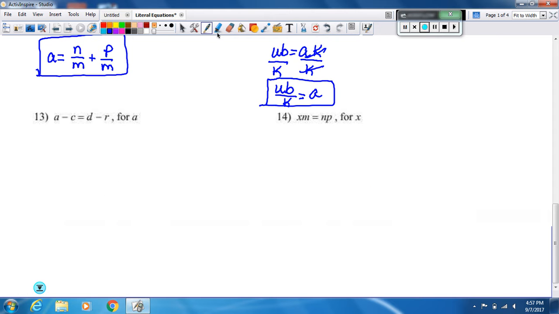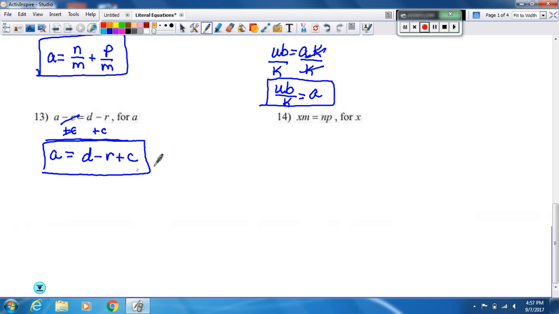Okay, the next one, I take my finger and I cover up the a because that's what I'm solving for. So I need to get rid of a negative c. The opposite of negative c is positive c, so I'm going to add c to each side. So I have my a, opposites cancel, d minus r plus c. Nothing else you can do with it. You could put it in alphabetical order if you would like.